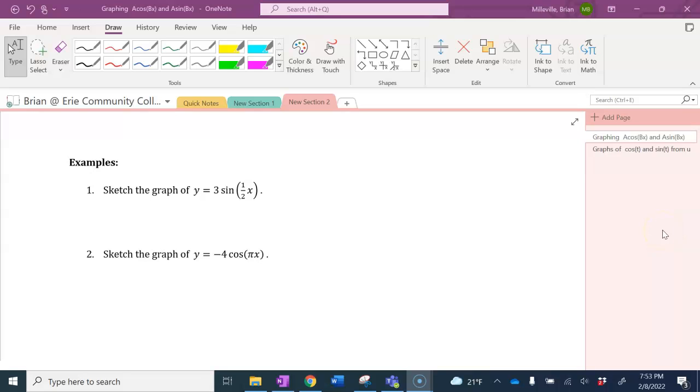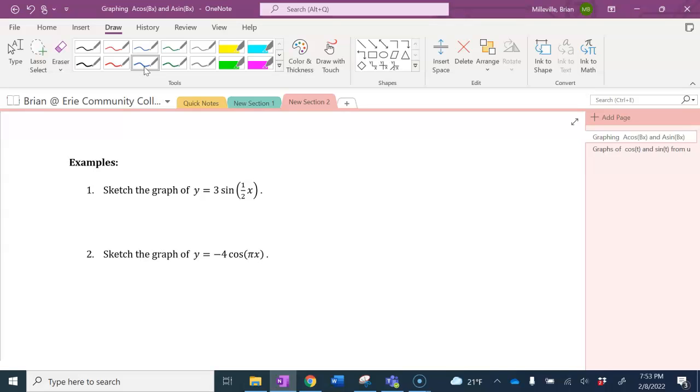Okay, welcome back. We're going to look at a couple examples of graphing transformations of sine and cosine in this second video. So we're going to start with this first example where we have to sketch the graph of y equals 3 times sine of 1/2 x.